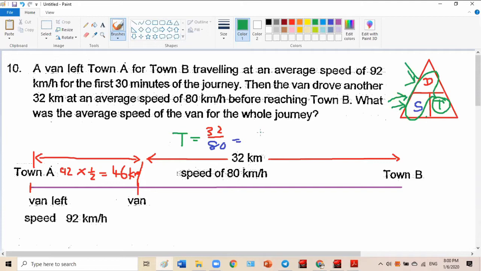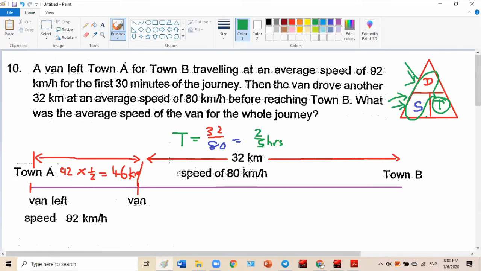0.4. Why no fraction? Give me the fraction. 2 out of 5. So it's 2 out of 5 hours. Get it? All right. Okay, so that's all. And this first part is half an hour.